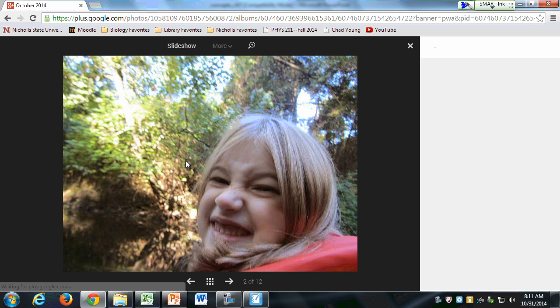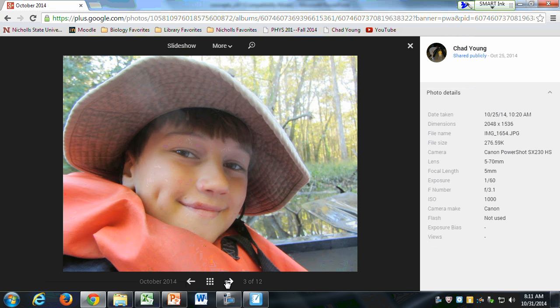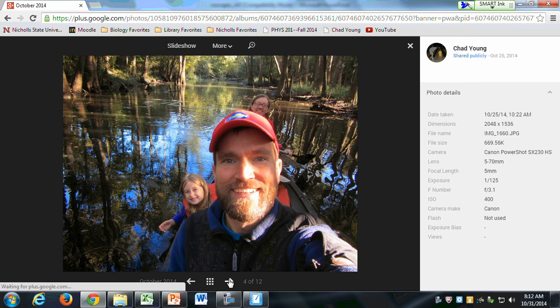Let's see. We went to Tickfall State Park. Y'all ever been there? It's like our favorite state park. Yeah. We went canoeing. This was out on the Tickfall River. That's my little girl, my little boy. He fell during the night, one of the nights, and he fell face first on the asphalt. Tripped on something, running around, acting like a crazy person. Fell. Scrapes all over face. See his cut lip, cut nose.